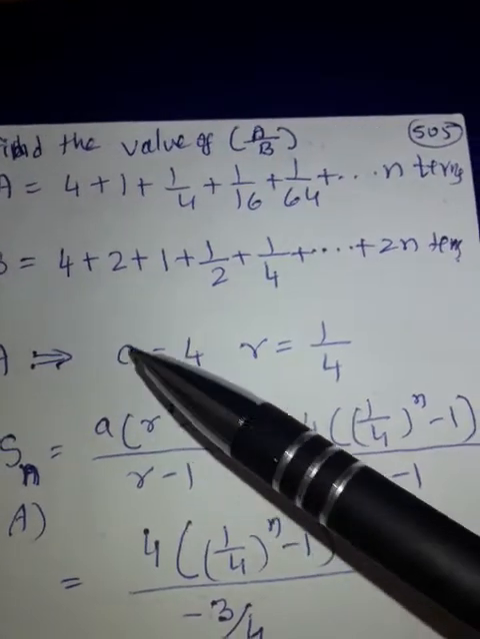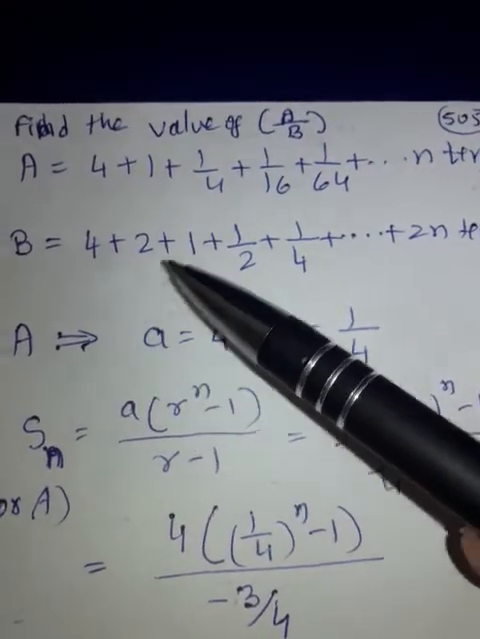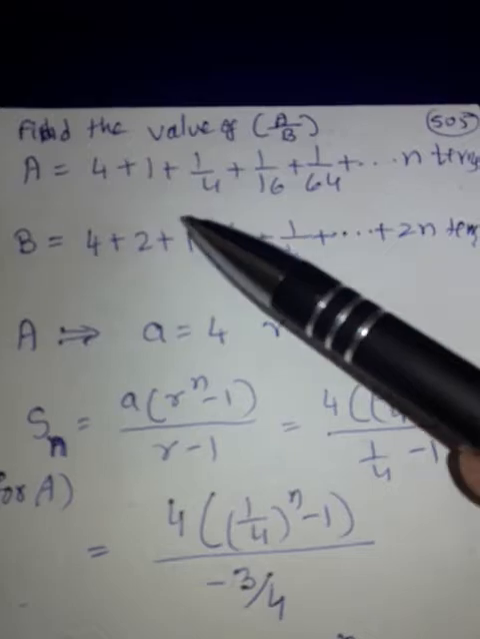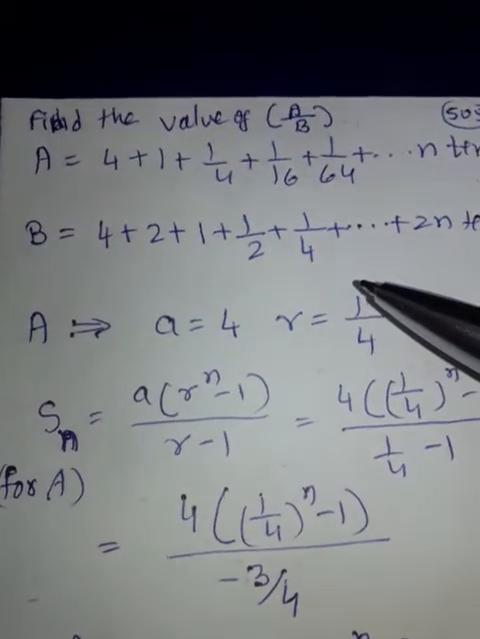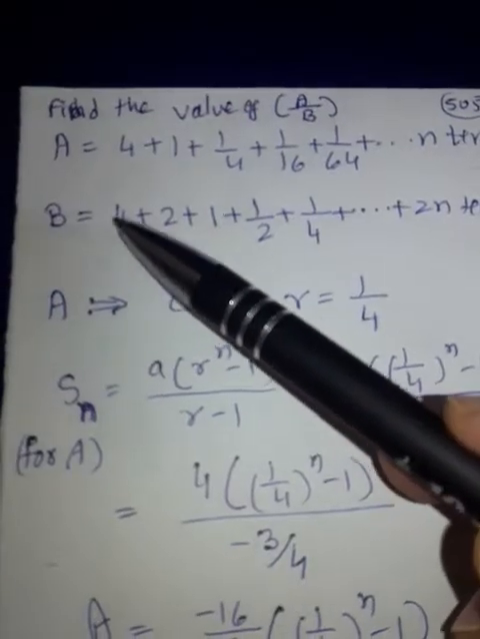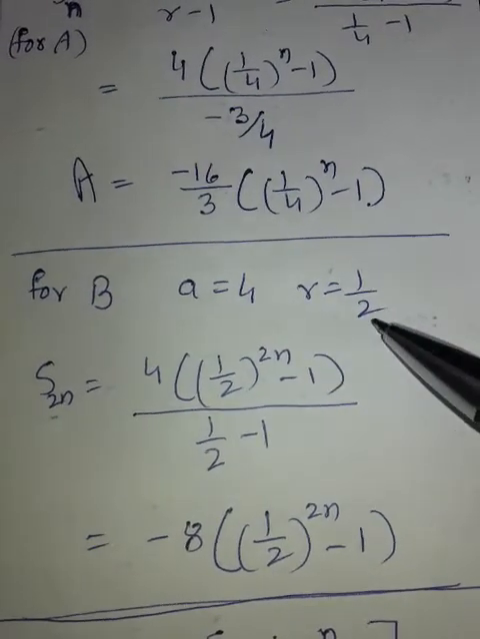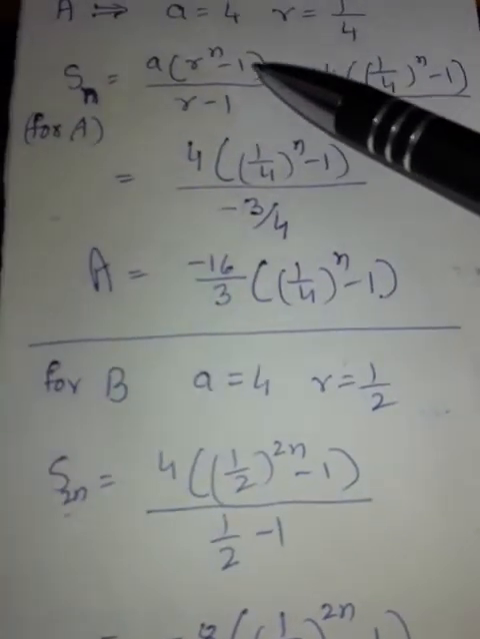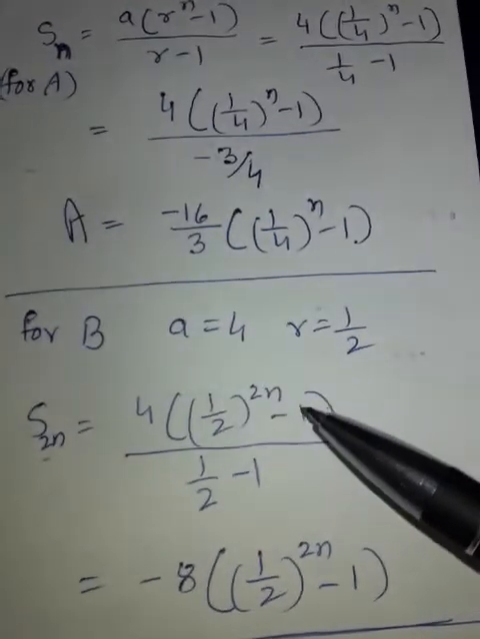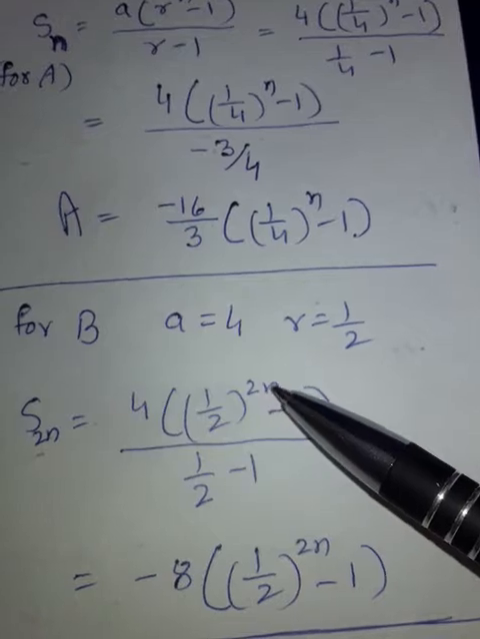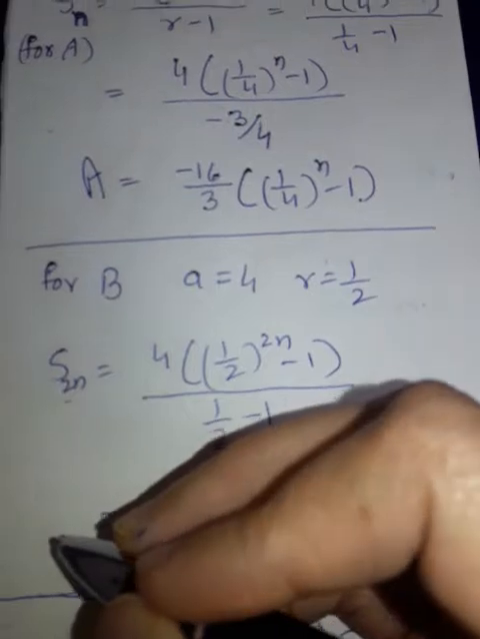Now let's concentrate on B. Is B in AP or GP? Look here. Second term upon previous term, 2 upon 4 is half, 1 upon 2 is half, half upon 1 is half. So this is also GP with common ratio half. So first term is 4 and common ratio is half. We have the formula. Just substitute. Now here in that formula, in place of n, you will replace it by 2n because there are 2n number of terms. So this will be B.